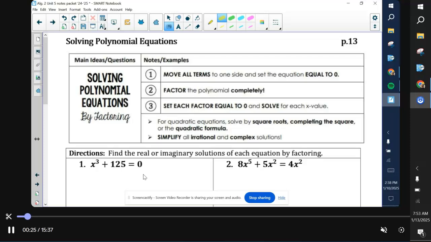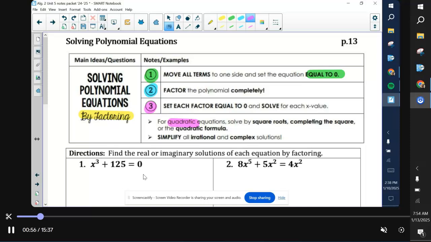Anyway, today we're going to take a look at solving polynomial equations by factoring. First step, move all terms to one side and set the equation equal to 0. Step 2, factor the polynomial completely using all methods of factoring. And then we set each piece equal to 0 and solve.